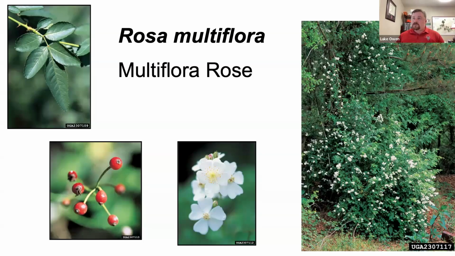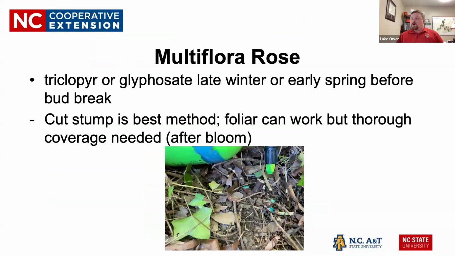You can see what the fruit looks like and that characteristic trifoliate leaf. Typically for control, we're going to use triclopyr or glyphosate in the late winter or early spring. The key being we're using it before the leaves emerge. Typically, cut stump is what we're recommending here. So you want to apply it at a time of year where that flush has not yet occurred, but it's about to occur to get good control.